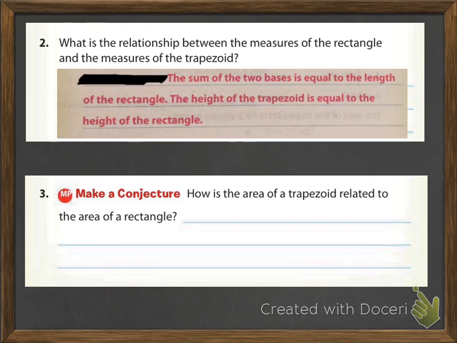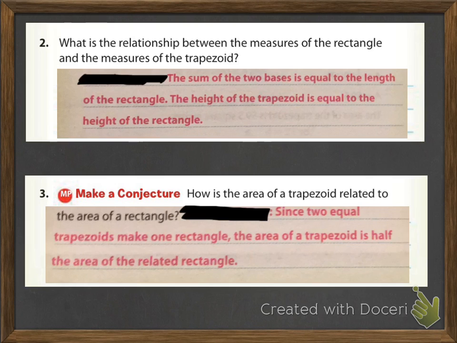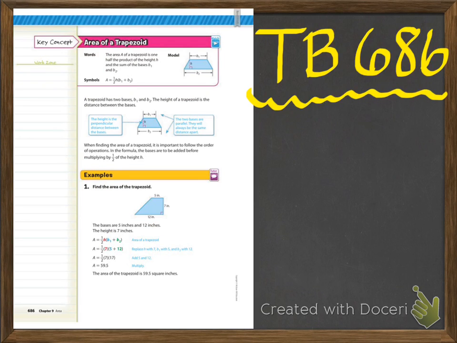The next question says, how is the area of a trapezoid related to the area of a triangle? I'm sorry, of a rectangle. As you can see here, we have a sample answer. It says, since two equal trapezoids make one rectangle, the area of a trapezoid is half the area of the related rectangle. So it has to be the related rectangle. So moving on now to textbook page 686.